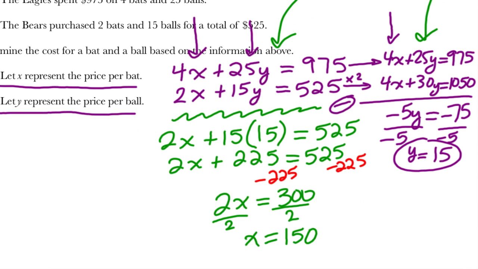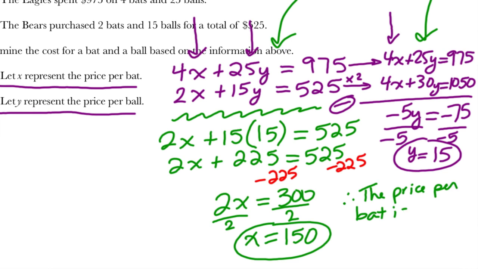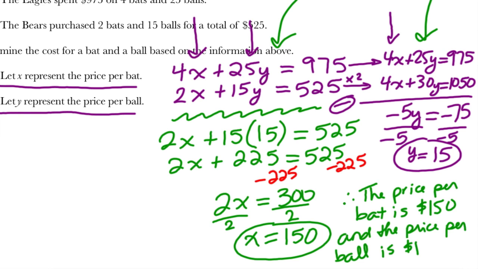So what that actually means, when it's a word problem, it's a really good idea to not just say the ordered pair is 150 and 15, but to say in words, therefore, the price per bat is $150, and the price per ball is $15. Okay, you'd like to answer in a sentence. When it's a word problem and you're asked in a sentence, you should answer in a sentence.